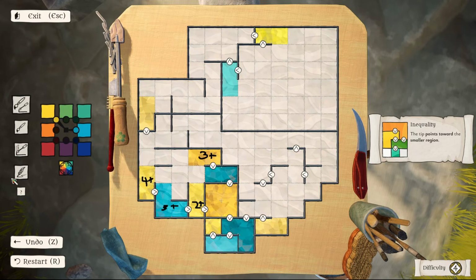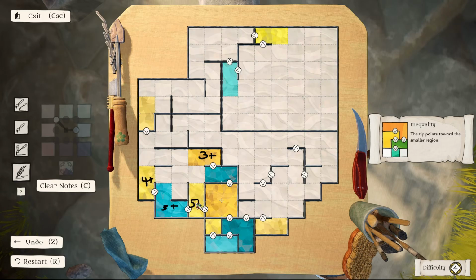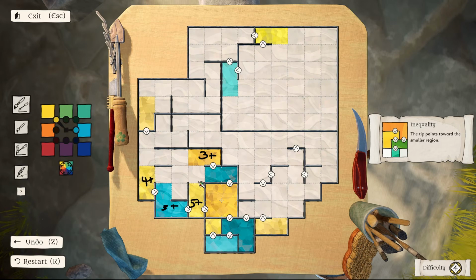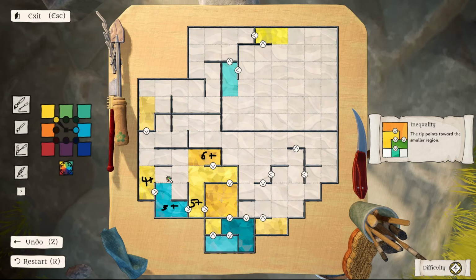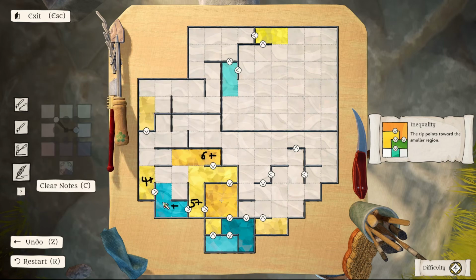Okay. So now this is 5 plus. So it's got to... Oh dear. Ah, they can join. They can join. So this is now 6 plus. So it's at least here. 5 plus less than this. So this is now 6 plus. Oh, that's not 6. 6 plus. And now this is 7 plus.